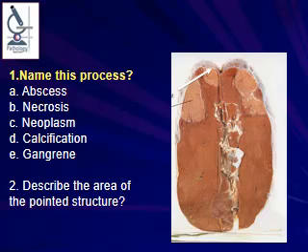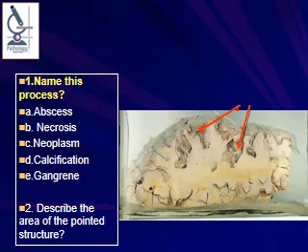Name this process. Necrosis. Describe the area of the pointed structure. We have here multiple infarct within the spleen, splenic infarct. We describe infarct as multiple lesions, wedge-shaped or triangular in shape. The base is directed towards the capsule and the apex is directed towards the hilum, and they are pale in color. Name this process. Also necrosis.